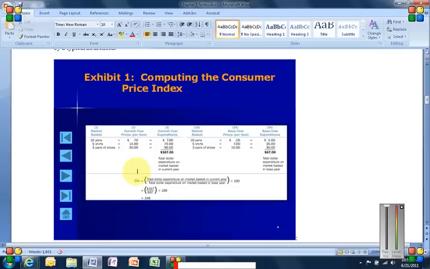But what you want to do is take each of these items, 10 pens for instance, and multiply them by the price that was charged that year. If it's the current year in this case, 10 pens at 70 cents each would give you $7. That's the expenditure on pens for the year. 5 shirts times the price of $14 per shirt gives you $70 spent in the average person's market basket on shirts for the year. 3 pairs of shoes, 30 bucks each, is a total of 90.